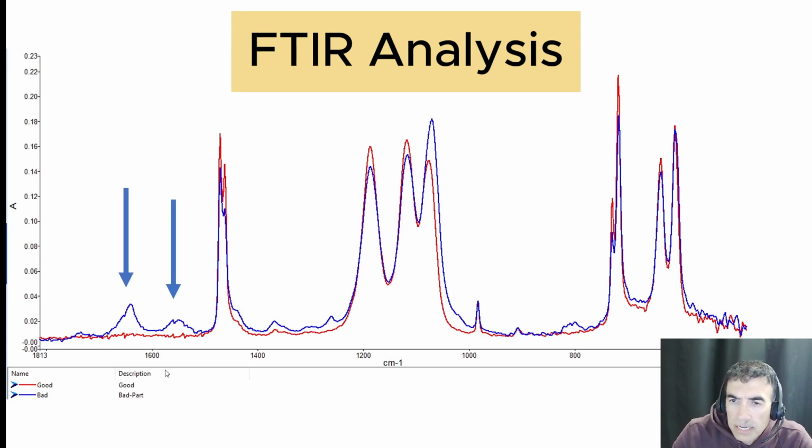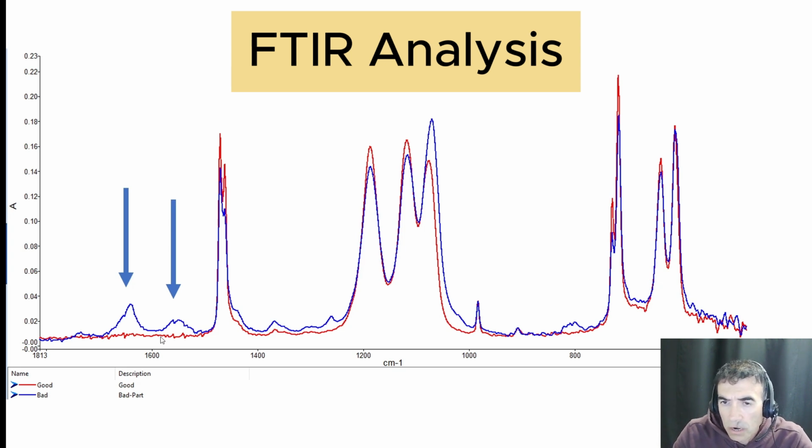The second test that is also very important for checking the degradation of the polymers is FTIR. We look at the fingerprint area of the HDPE compounds, and we can see that for bad resin, we have significant peaks in the carbonyl region. We have two peaks in those regions that are a sign of oxidation. When oxidation happens, carbonyl groups form and result in those peaks.